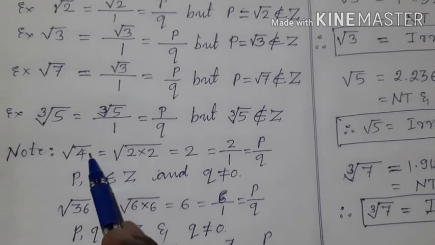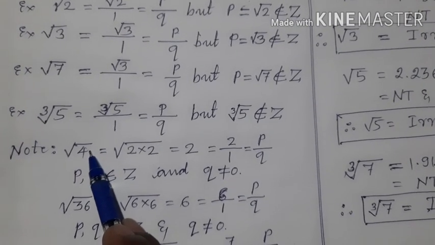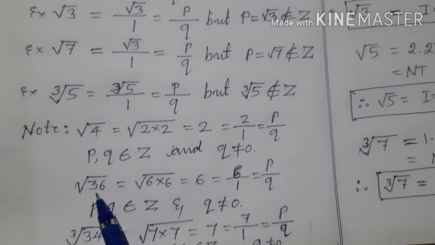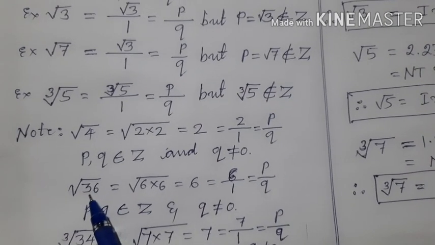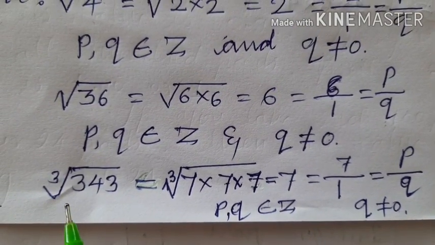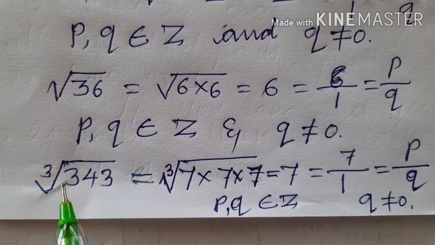That is why square root of 4 is not irrational, it is rational. But square root of 36 is also a perfect square, and its square root is 6. Now let us look at one more example, children.